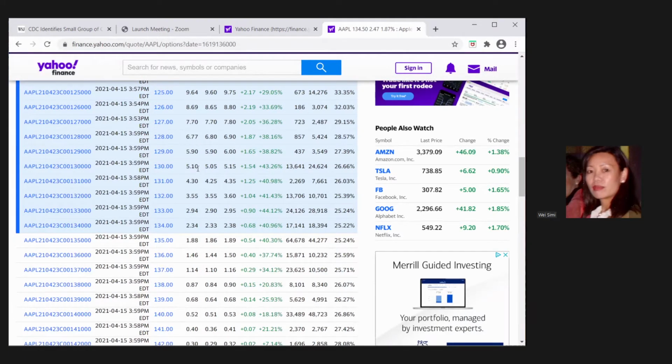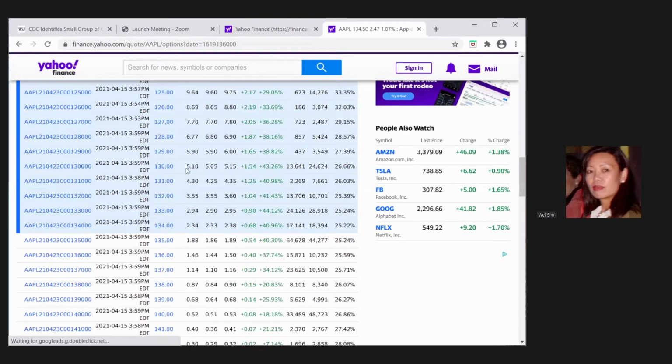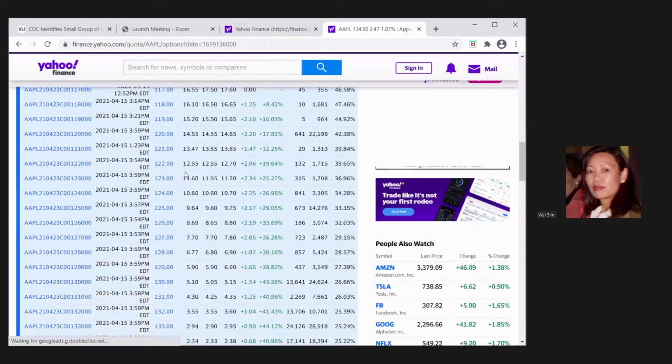But tomorrow if it goes to 140, you win. Let's say you pay $5 for the right to buy at 130. So total cost to you is 135, but tomorrow it expires and it's trading at 140. You make $5 in just one day. So that's what I mean. We're going to go there later, but at least you know what I mean here.